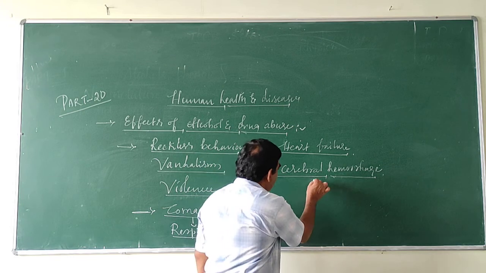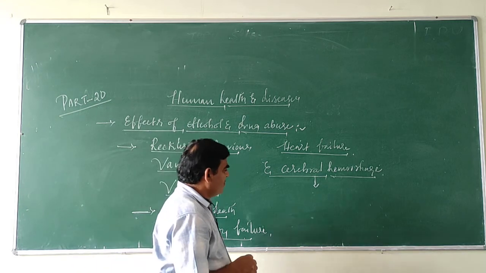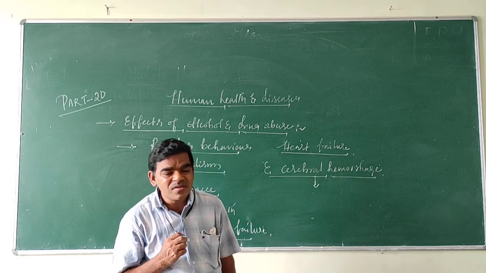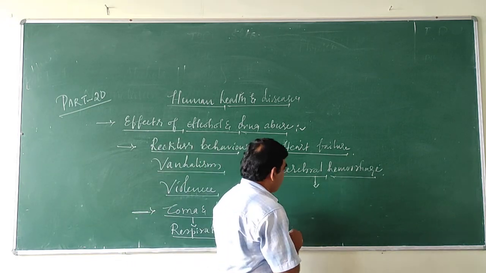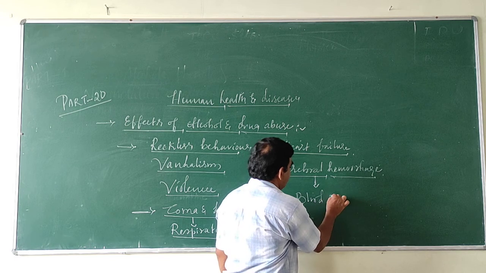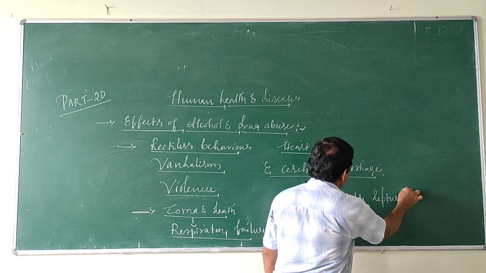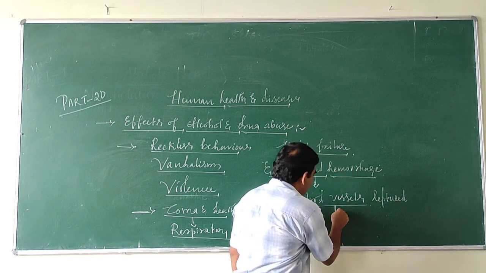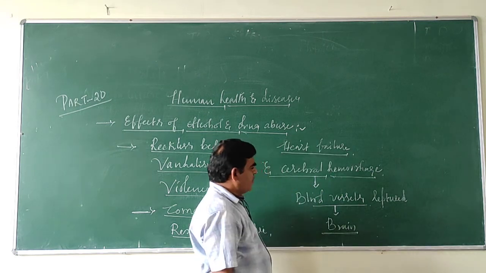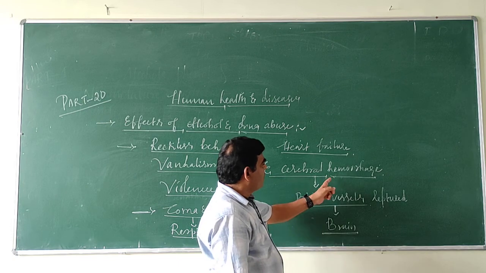So, what is cerebral hemorrhage? Cerebral hemorrhage is an emergency condition in which the blood vessels are ruptured, and the blood is mixed with the brain. This is called cerebral hemorrhage.